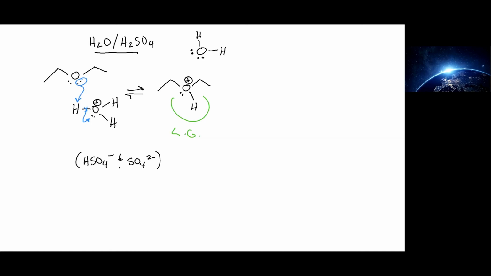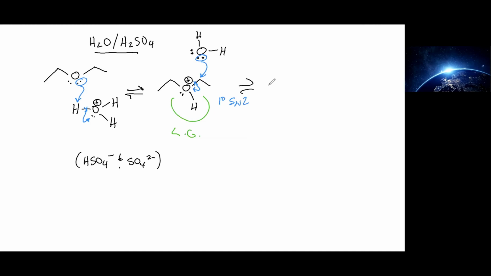If we didn't have a symmetric system, or if we had a secondary or a tertiary carbon, then we would want that leaving group to leave and then SN1 style to give us a carbocation. Since it's primary, we're going to do SN2. So our water attacks either side. We break that oxygen-carbon bond.